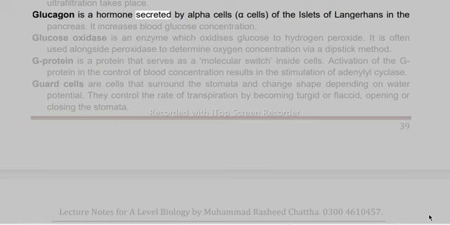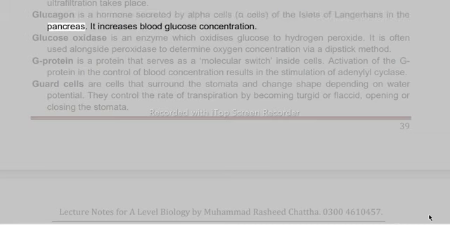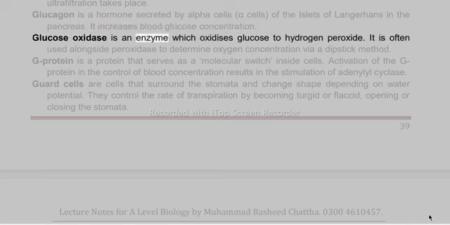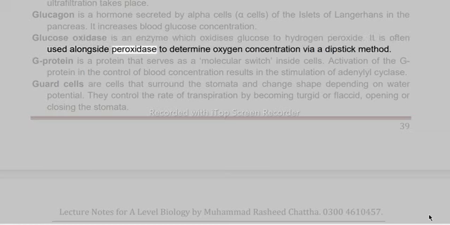Glucagon is a hormone secreted by alpha cells at the islets of Langerhans in the pancreas. It increases blood glucose concentration. Glucose oxidase is an enzyme which oxidizes glucose to hydrogen peroxide. It is often used alongside peroxidase to determine glucose concentration via a dipstick method.